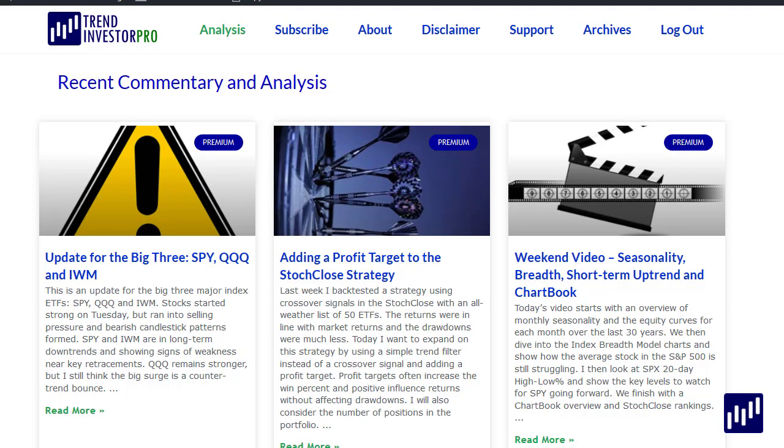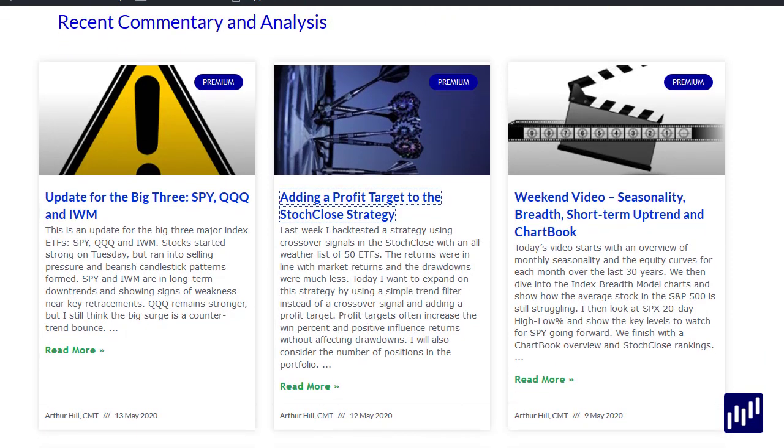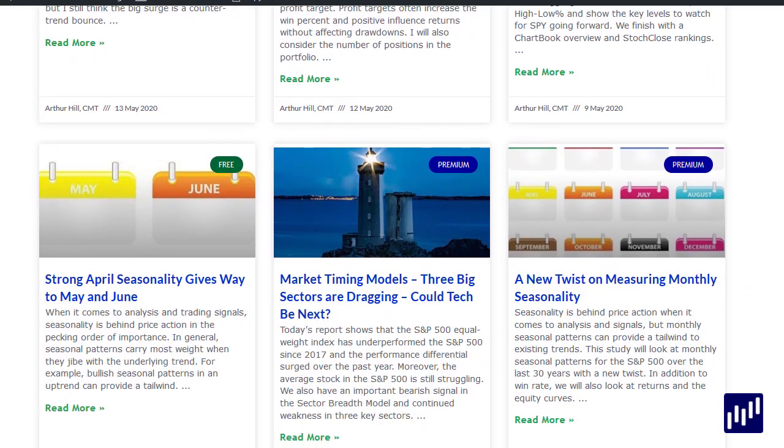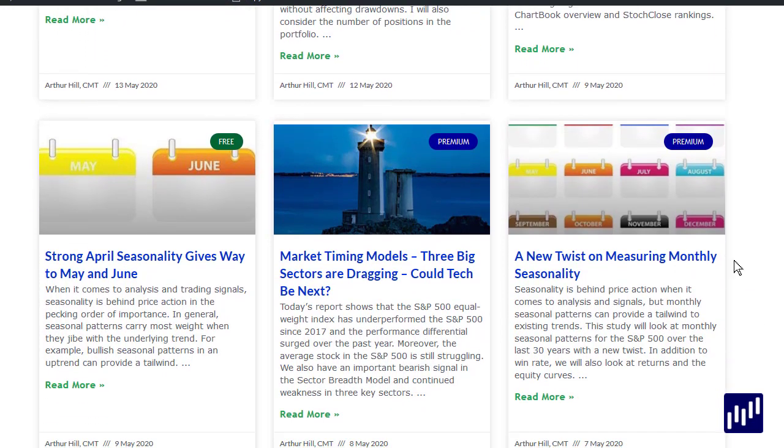Now, a couple of the recent commentaries we have on trendinvestorpro.com: if I scroll down, I published the equity curves for all 12 months. These are 30-year equity curves that show you how seasonality worked over a 30-year period. We get a snapshot of seasonality by looking at the total return each month, the average return each month, and the percentage of times the month is up. But it's the equity curve that tells you how steady and consistent that seasonal pattern is. And that's what we see in this report for all 12 months.